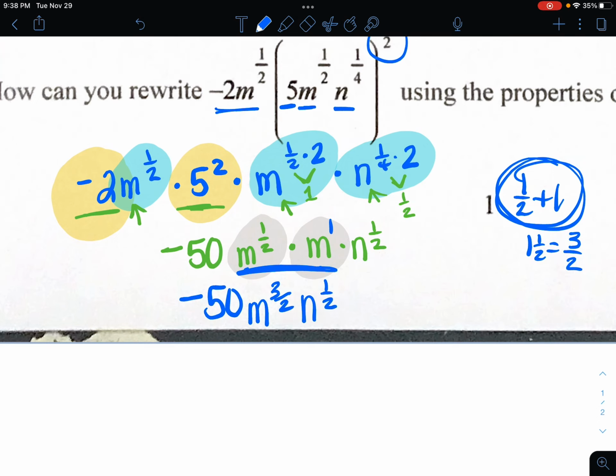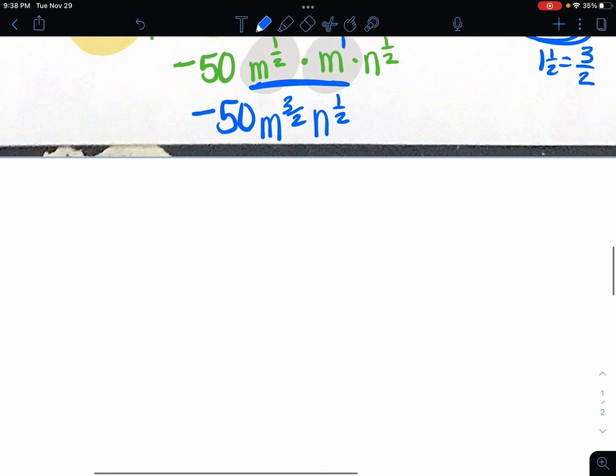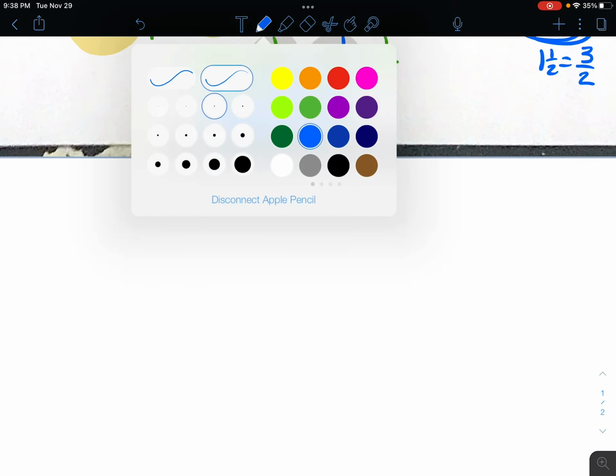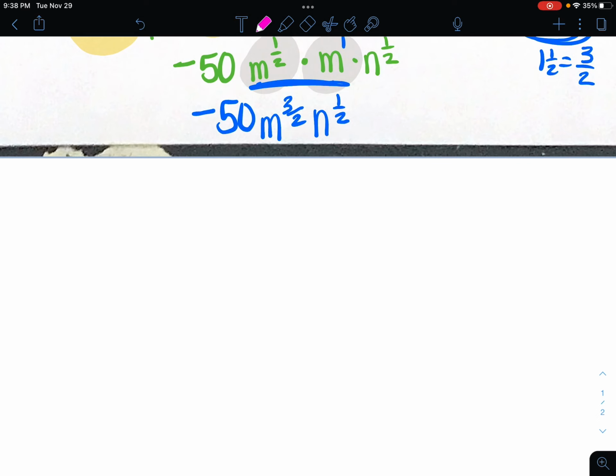All right, so finally, to put it in proper form, -50. This is going to be the square root, and that's going to be a square root. So since they're both square roots, I'm just going to put them under one big square root. M to the 3rd power, right? And then n to the 1st power. So that lovely thing in pink is the correct answer to number 10.